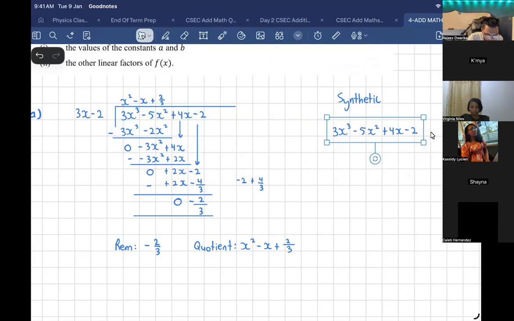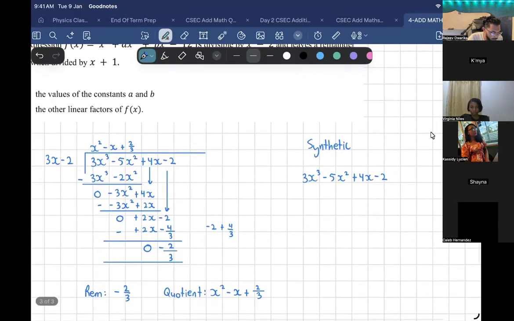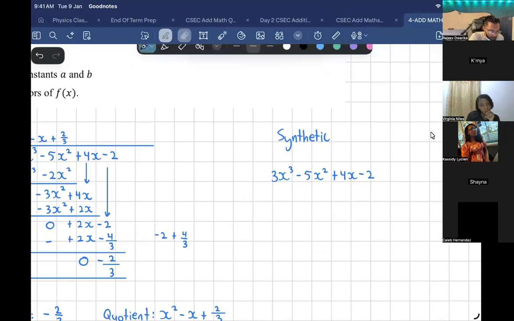So we have this cubic here, and we have this linear factor in the form 3x minus 2. Probably divide through by 3. Yeah, I'm not really sure. We'll do synthetic division. So you want to run it through? Sure, no problem. Talk to me.